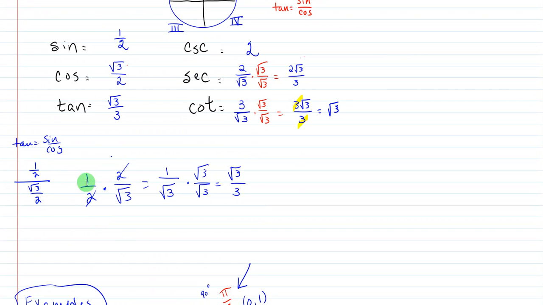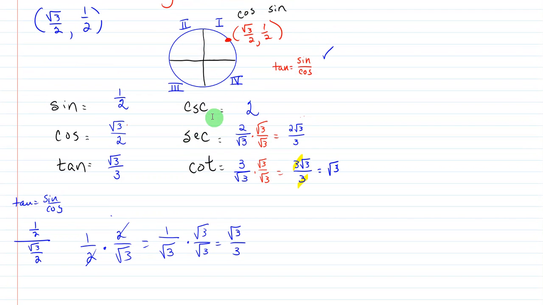When I do that, I have to simplify that. So I'm going to flip this one and multiply. So I end up with 1 over the square root of 3. I have to rationalize that radical in the bottom. So I multiply square root of 3 over square root of 3, and I end up with this. So then I have tangent.